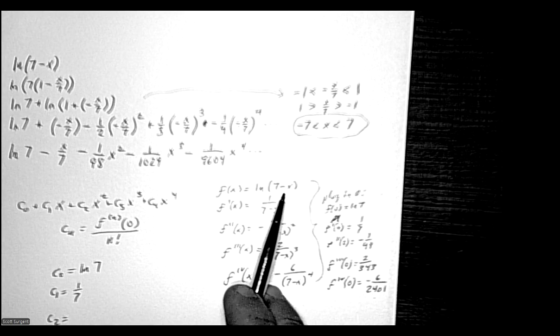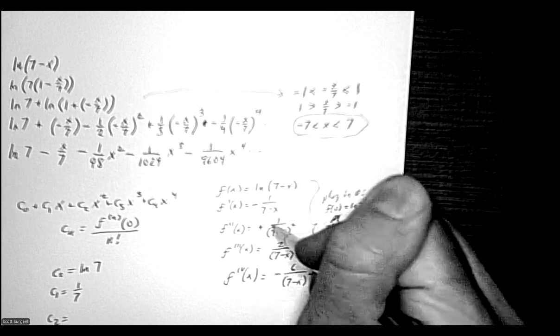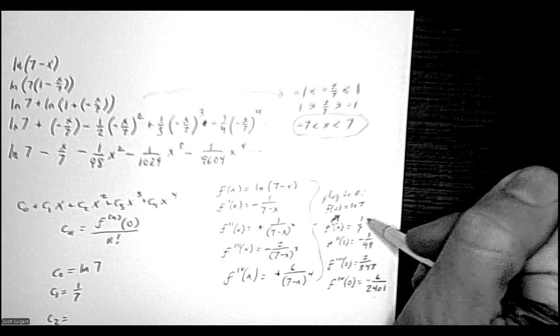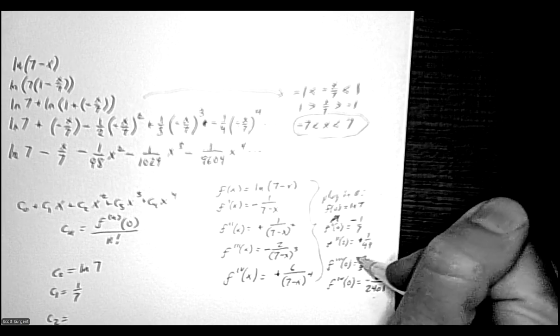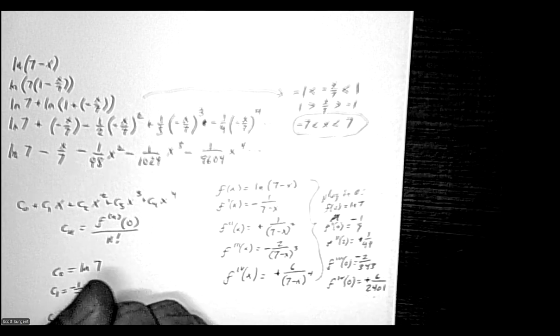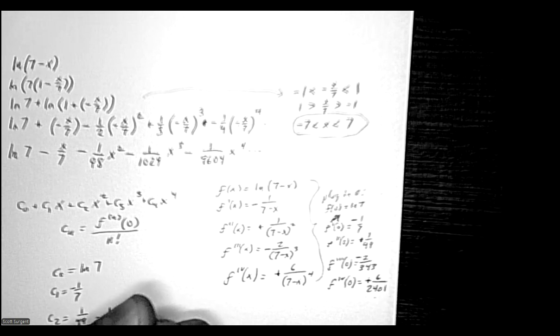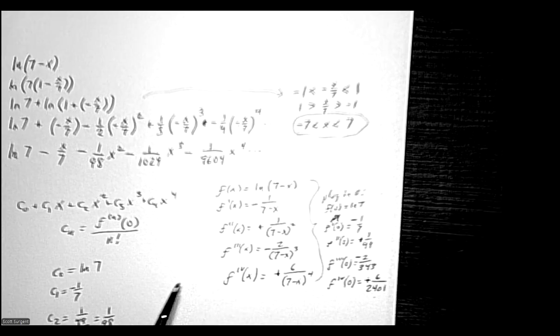oh, you know what? I have a minus. I forgot the chain rule. It's really easy to fix. This should be minus, plus, minus. So that makes this a minus. So C2 is 1 over 49, but then I have to divide by 2 factorial, which is 2, so that's 1 over 98. And that minus sign, did I mess this up?